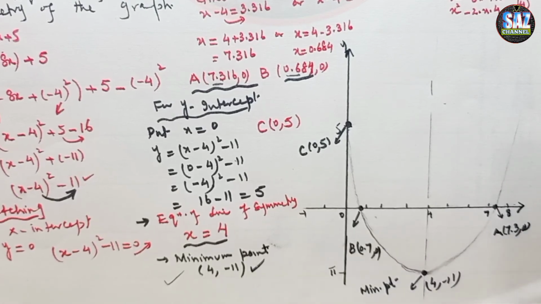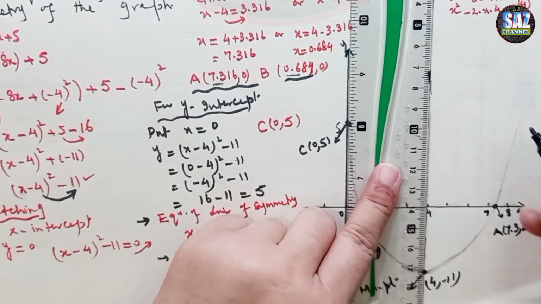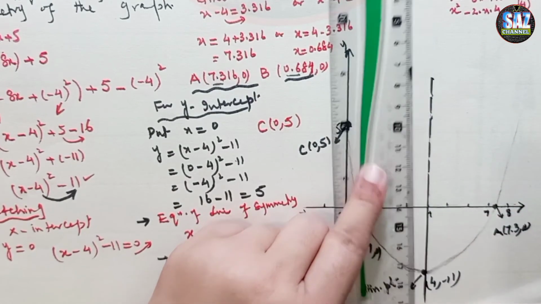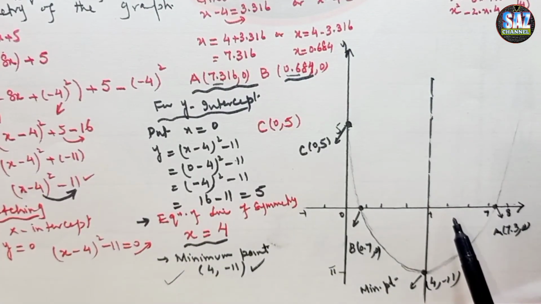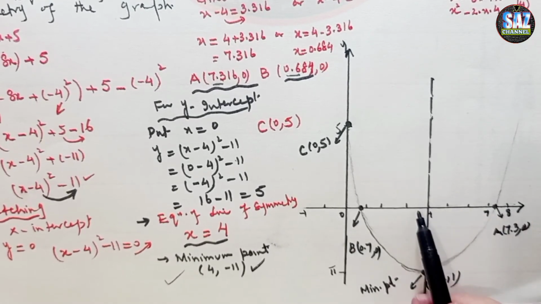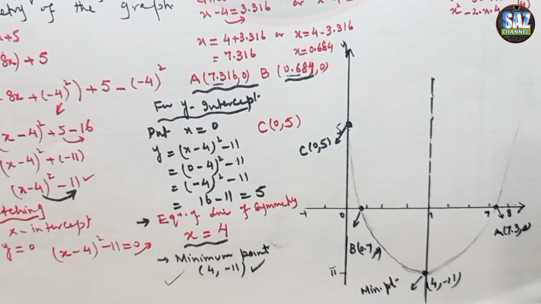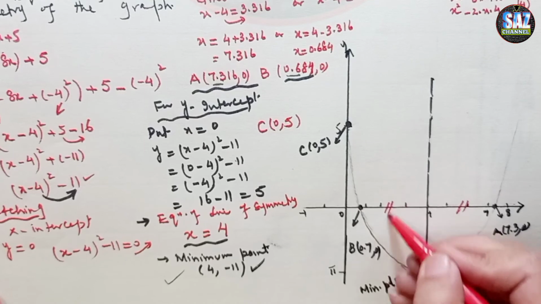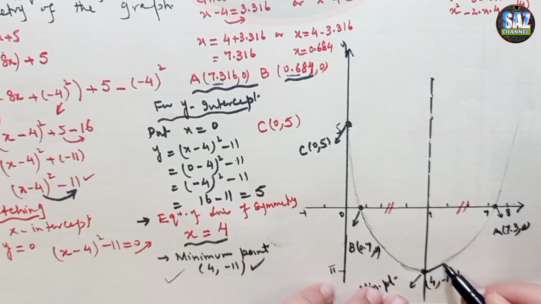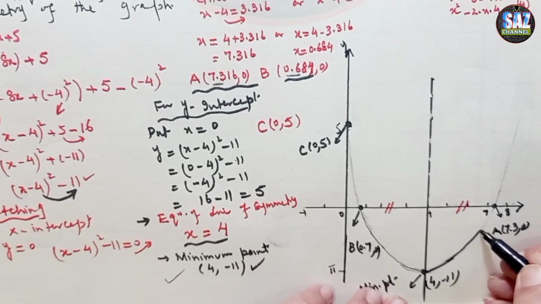This is the minimum point, and the line of symmetry. The role of the line of symmetry is that it will be dividing the graph into equal halves. Look, 7.3, so 1, 2 and 3 full units and 0.3, and again here 3 full units and 0.3. So this distance is equal to this distance. These two distances have to be equal. And now we have to join the points with the help of a smooth curve.